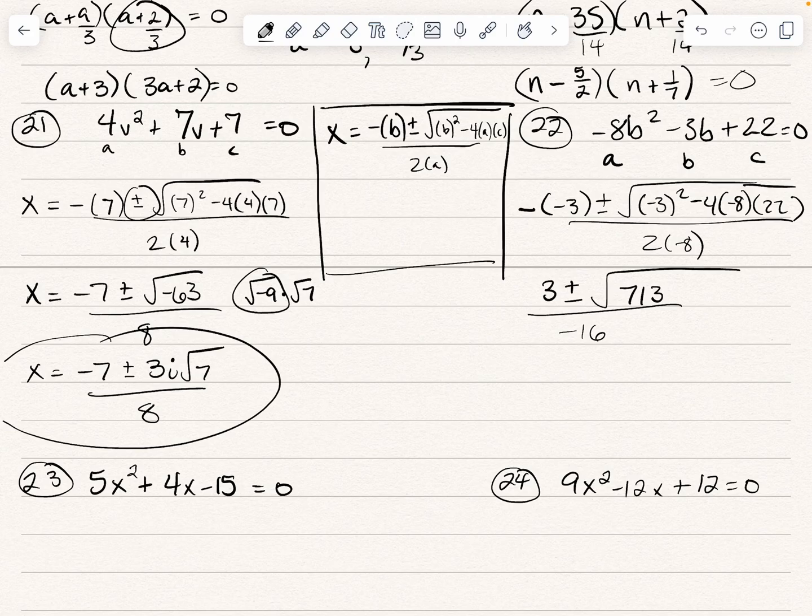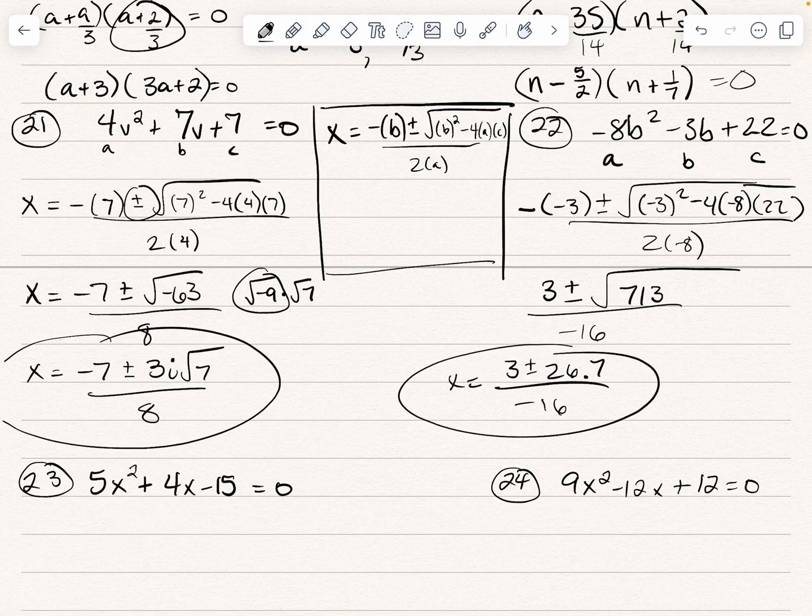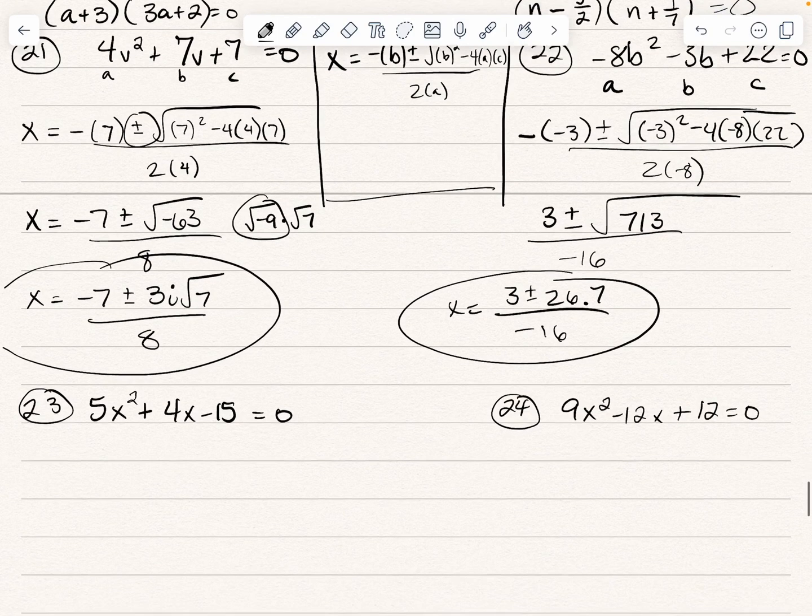Let's take the square root of 713. All right, that's 26.7. So 3 plus or minus 26.7, all over negative 16. So here, that would be one of the forms. We could type this in: 3 plus 26.7 divided by negative 16, get that decimal answer, and 3 minus 26.7 all over negative 16, and get that decimal answer as well.